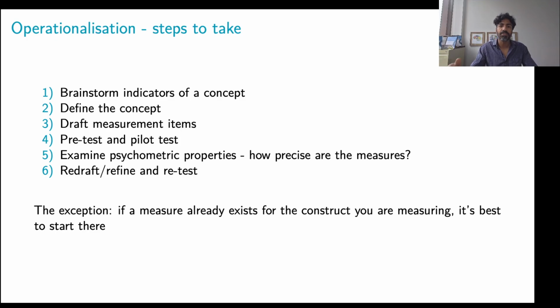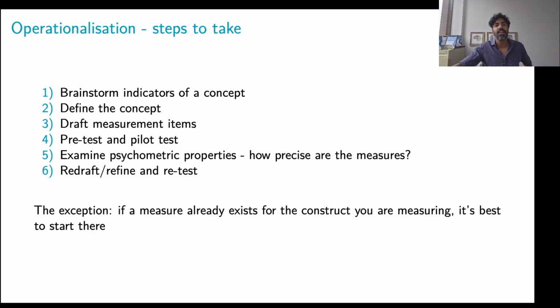And then you can progress to pre-testing and pilot testing your measures, examining psychometric properties, so how precise are these measures, and then you redraft, refine, and retest measures. So the process of measurement operationalization is a difficult one, and should always be scrutinized when you have a measure. Just because a measure is in existence in the literature and it's been around for a long time, we should always be considering, well, how did this measure come to be, particularly if it's based on a fuzzy construct, and are there ways in which we can improve upon this measure?